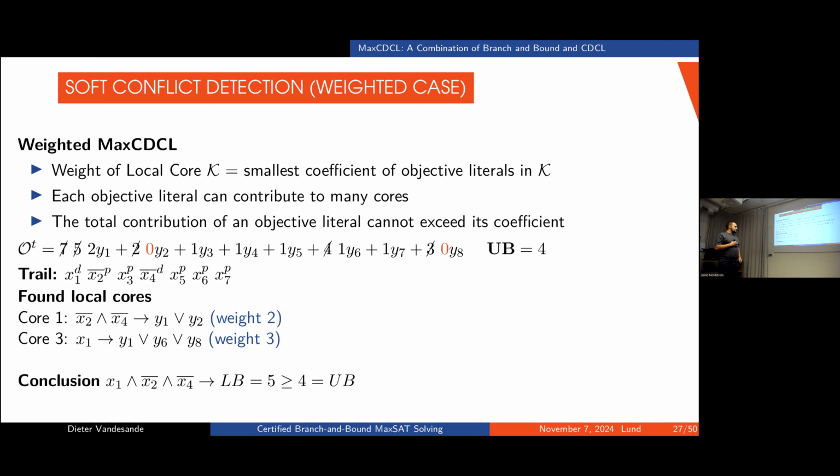So the idea is that given the union of the reasons of these cores, so given the current partial assignment, the lower bound is greater than or equal to the upper bound. So we will not find a better solution in this current partial assignment. So we want to backtrack.